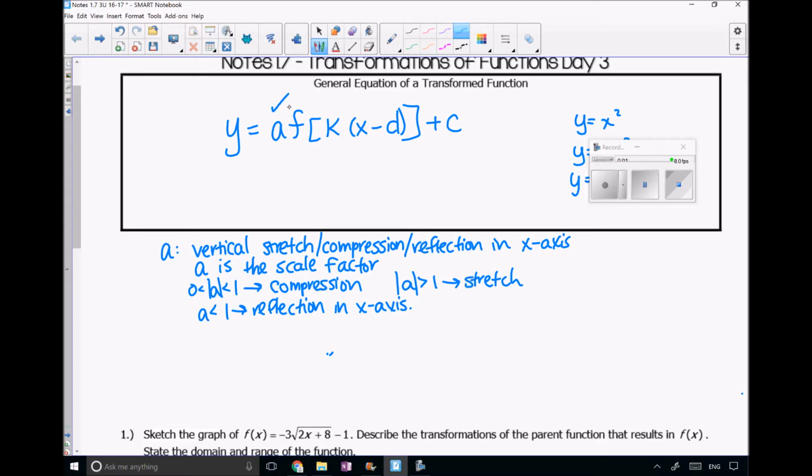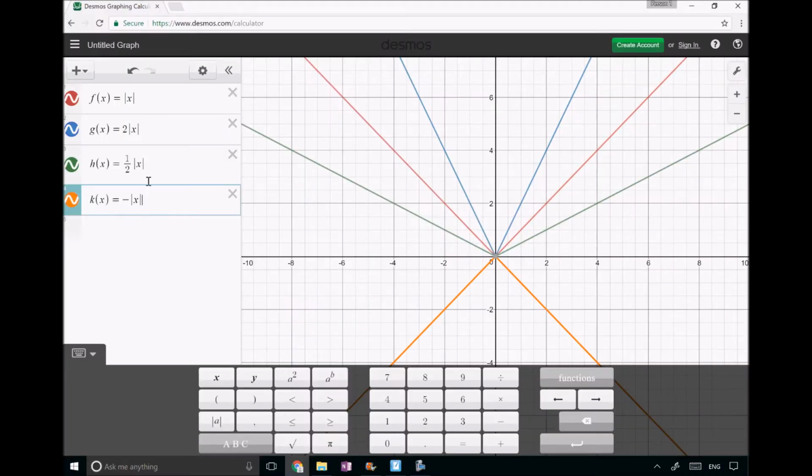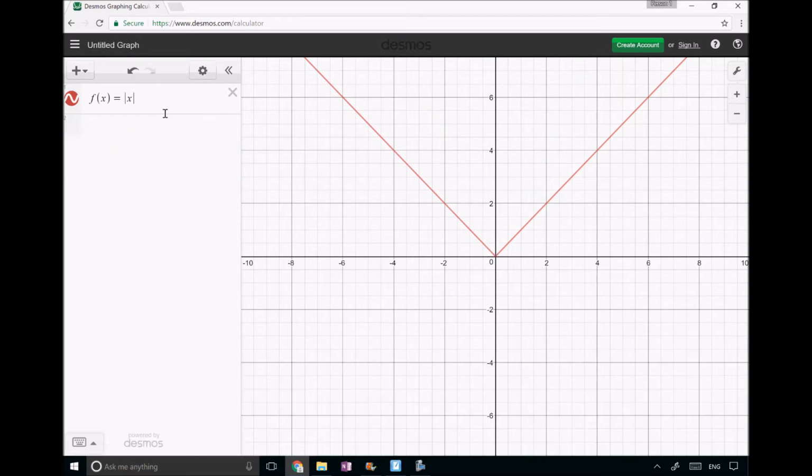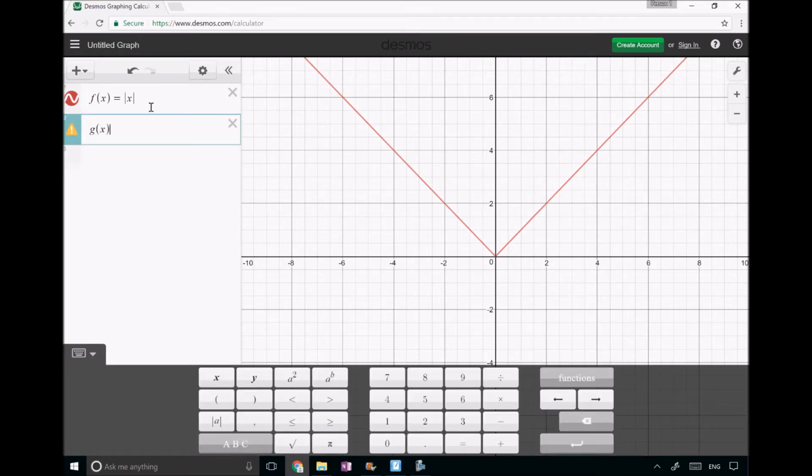The next thing we have is f, but remember f right here is just the rule, just like we've learned with function notation. So now we have k. So k is what happens when you multiply the x by the k value. Let's take a look at some examples of that. If I do absolute value again, but this time I multiply the x inside of my absolute value by 2, my graph becomes skinnier.